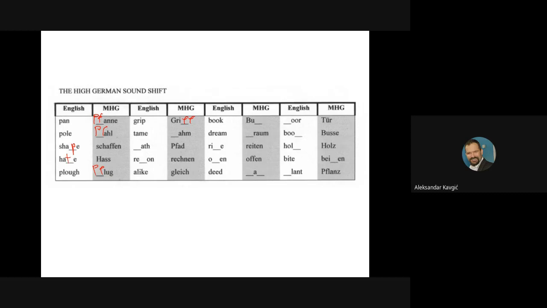Can you guess what tame is? So here, T is in the initial position. We had only one example of this in the previous exercise, if you remember the one with tide. Do you remember what the original was? It was spelled as Z, but it's actually pronounced as T. So this is Zahm. Tame is zahm.